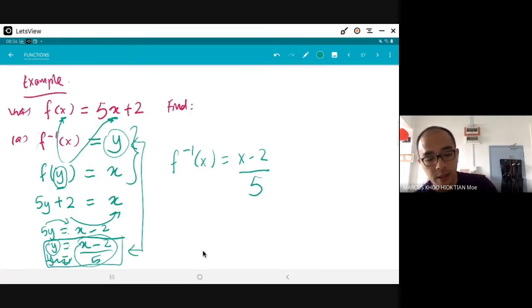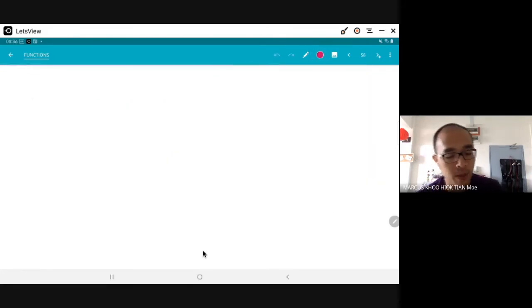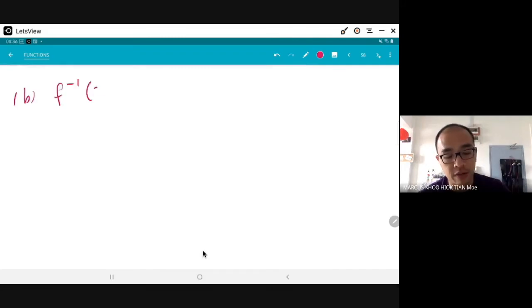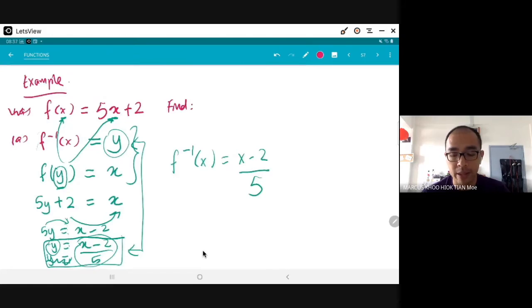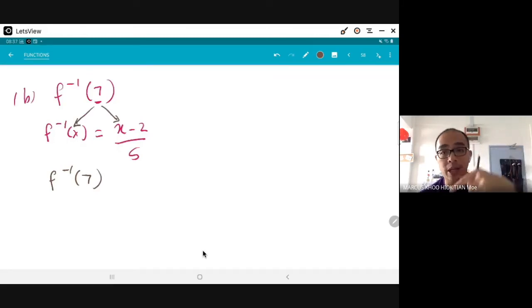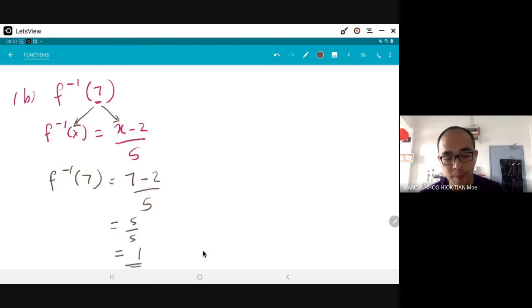And then after that, example B, if you look at your example, is the inverse function of 7. Okay, so this is as usual. If our inverse function, as we have established, is x minus 2 over 5, we use the same principle as we learned a long time ago. For f minus 1 of 7, now our object is 7, so it must go into the object on the right. So you get 7 minus 2 over 5. 5 over 5 equals 1. Okay, that is the answer.